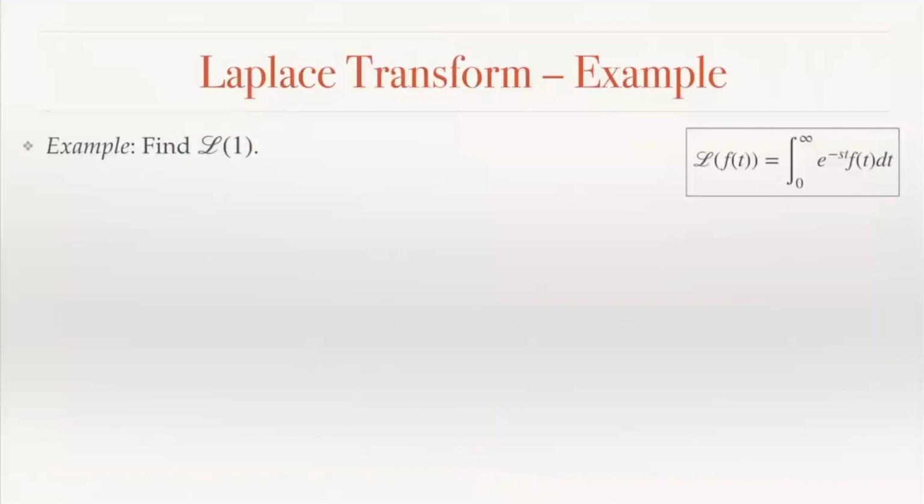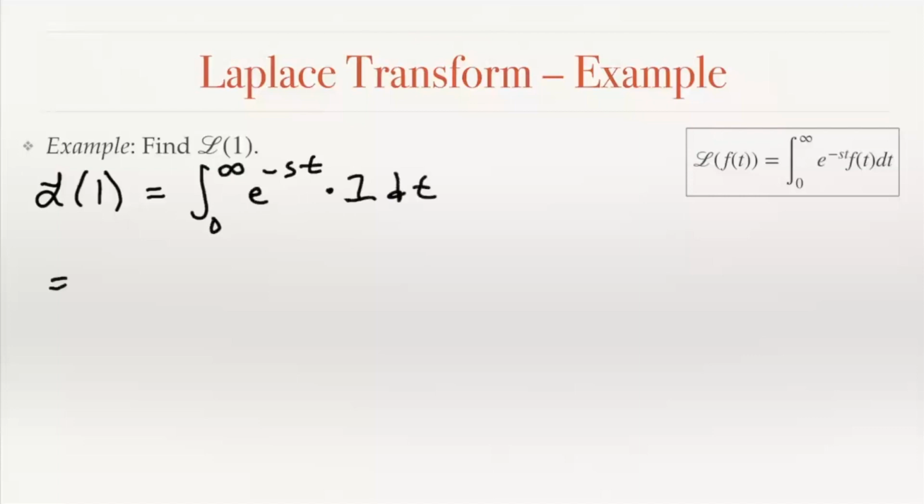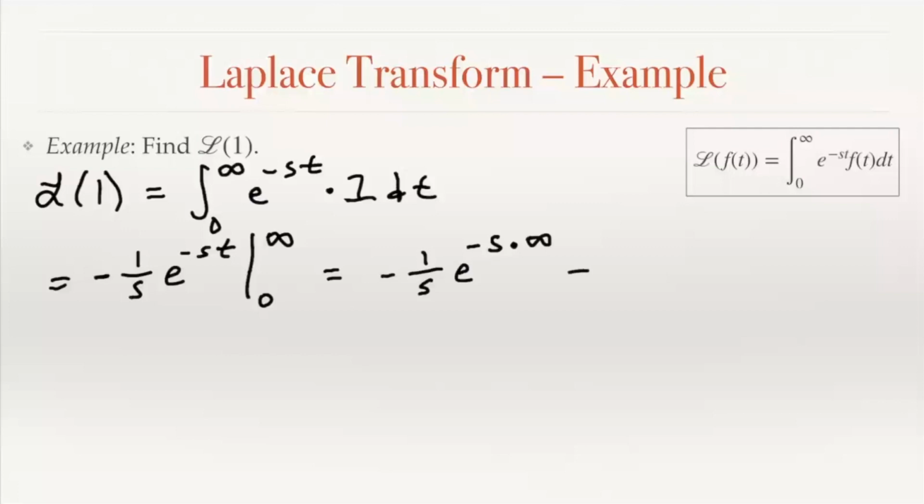So let's do an example. Let's find the Laplace transform of 1. I put here in the upper right that definition of the Laplace transform. The Laplace transform of 1 is the integral from 0 to infinity of e to the negative st times f of t, which in this case is 1, dt. The integral of e to the negative st is negative 1 over s times e to the negative st, and we are evaluating that between 0 and infinity. We plug in infinity and subtract the evaluation at 0.